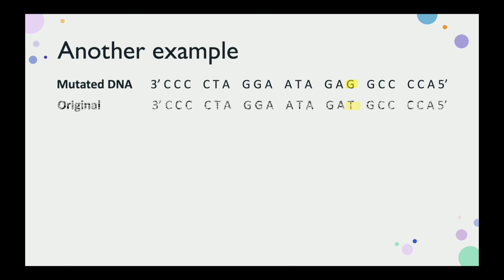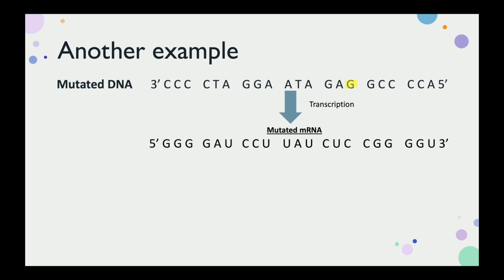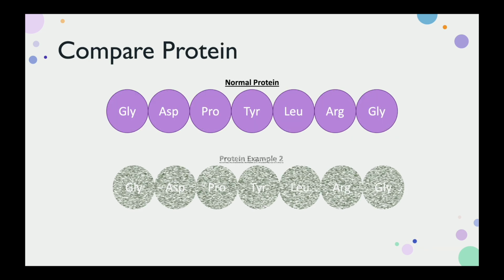Let's transcribe this mutated DNA. Transcription of this mutated DNA will give rise to the mRNA with the following sequence. Translation of this mRNA will give rise to a polypeptide chain with the following amino acid sequence. Now let's compare this protein with the original protein.